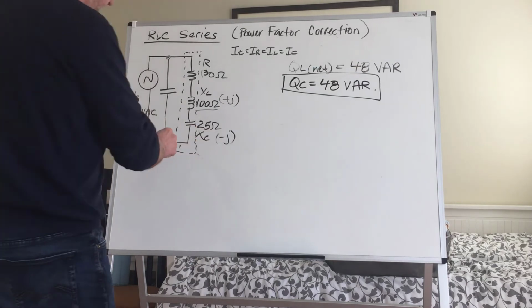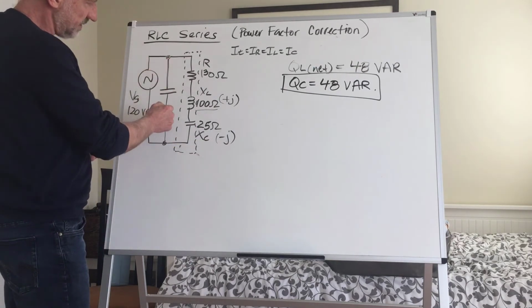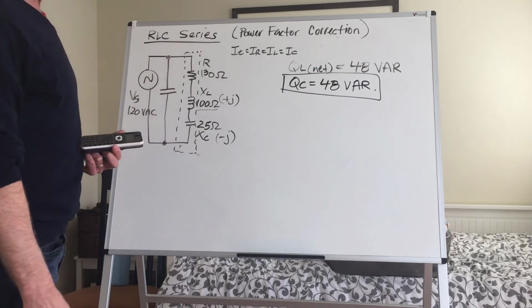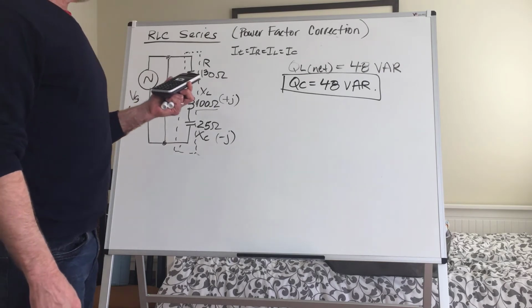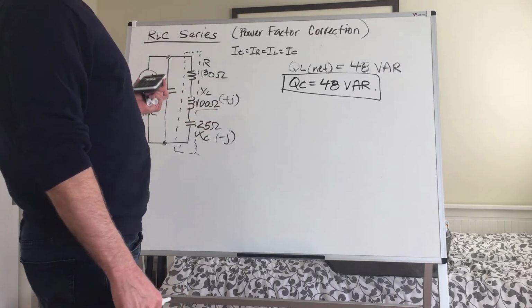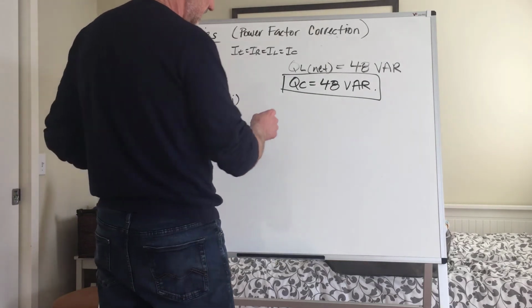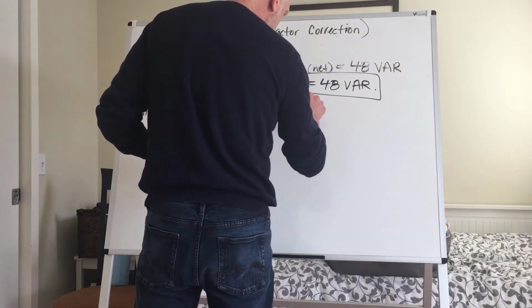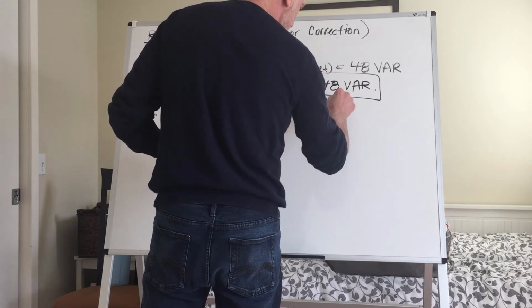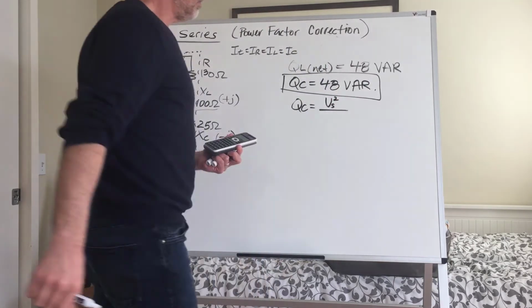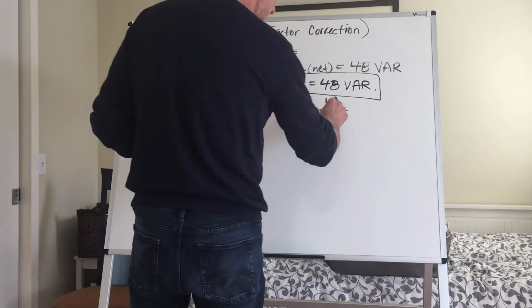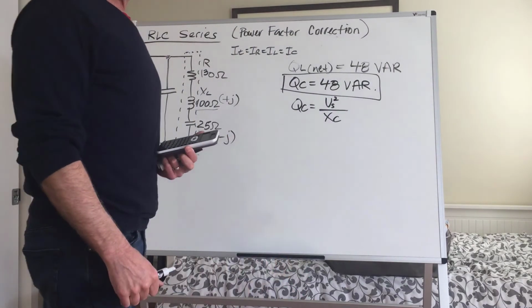And where's that going to come from? It's going to come from this capacitor connected right across the source. And now this is where our approach changes, right? Because here, based on the fact that it's right across the source, we're going to be working with QC equals Vs squared, the applied voltage squared, over XC, okay?